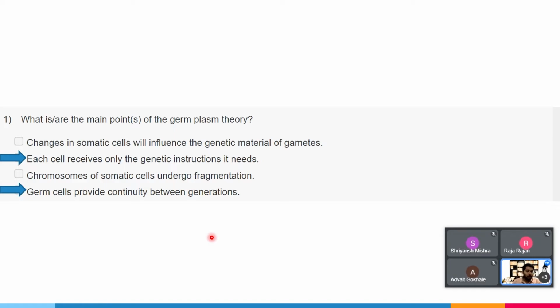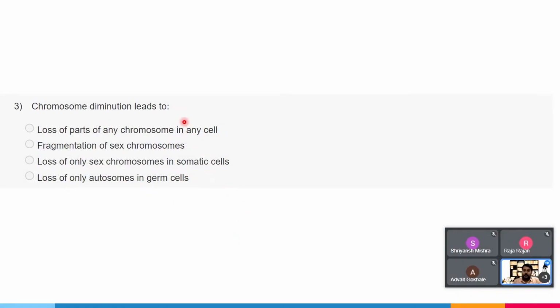So I'm going to go forward. The next question is, chromosome diminution leads to, and there are four options: loss of parts of any chromosome in any cell, fragmentation of sex chromosomes, loss of only sex chromosomes in somatic cells, and loss of only autosomes in germ cells. So this is a single answer question. There is only one option that is correct. I would like you to go ahead and try answering. Just type down whichever option you feel is correct in the chat box.